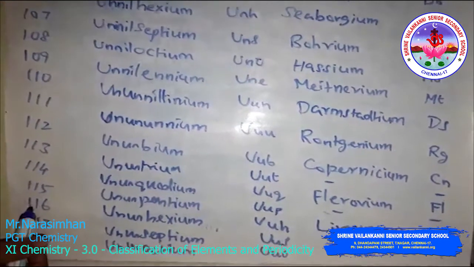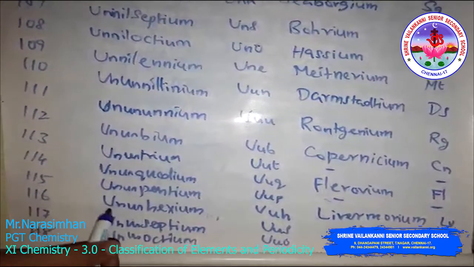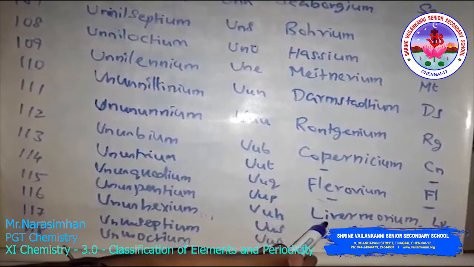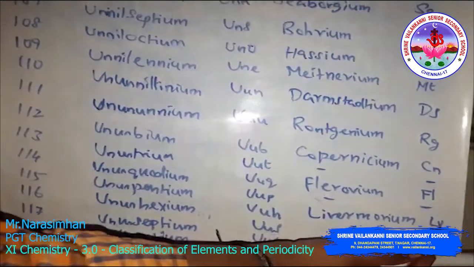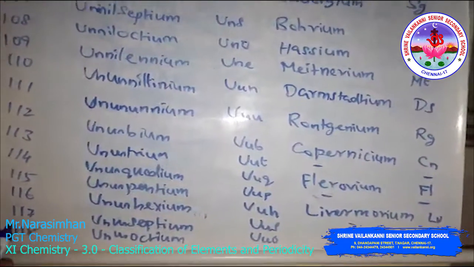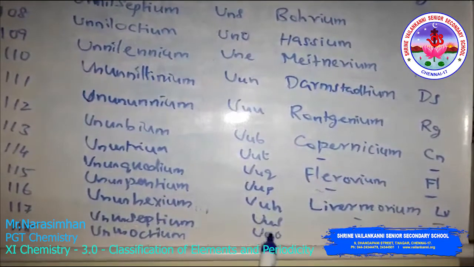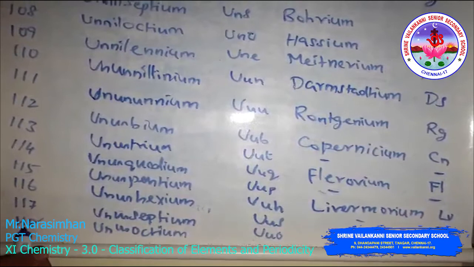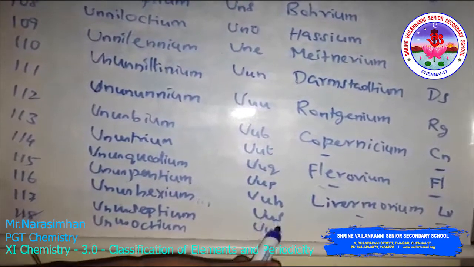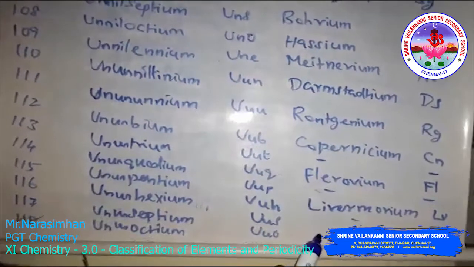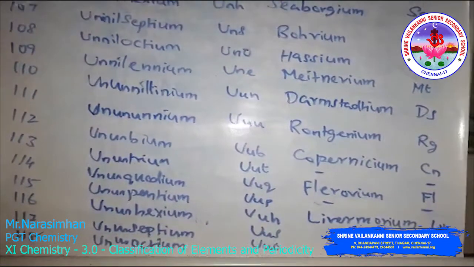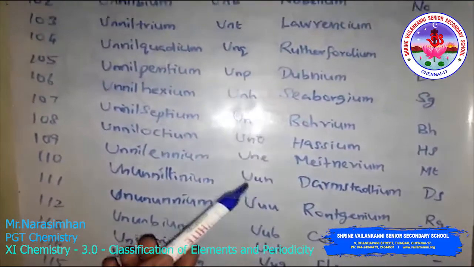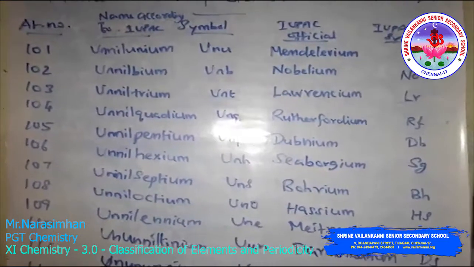That atomic number 116 ununhexium, the symbol is Uuh, and Livermorium, that is symbol is Lv. Atomic number 117 ununseptium, Uus. IUPAC name is not yet to be announced. 118 atomic number ununoctium, Uuo. IUPAC name and symbol is not yet to be announced. So these are the nomenclatures of the elements with the atomic number above 100, that means 101 to 118 elements.